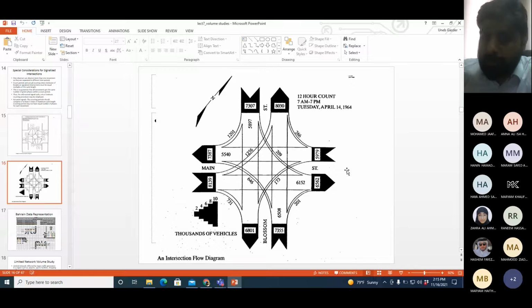So if a side has more volume, it will have a bigger arrowhead or a bigger arrow tail depending upon the direction. So for example, the biggest arrow tail is this one on the main street, going from the main street to other directions. So which is 8139. So this is the largest arrow tail, and the largest arrowhead is for this direction because it has the biggest number. Okay, so the largest one will be that one which has the biggest number. Okay, so the arrowheads and tails are scaled according to the number of vehicles.